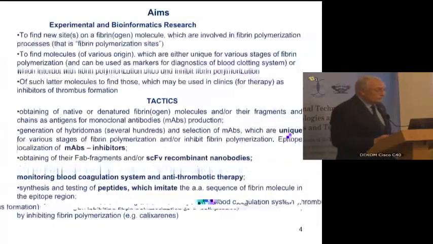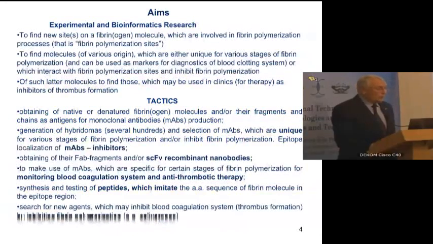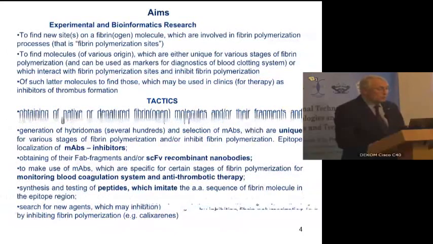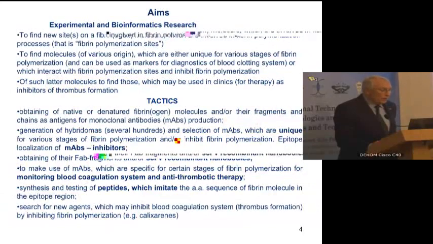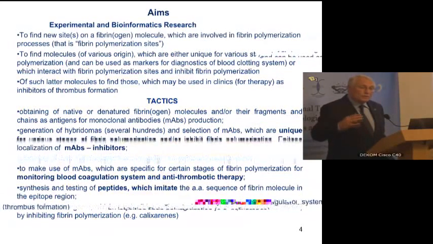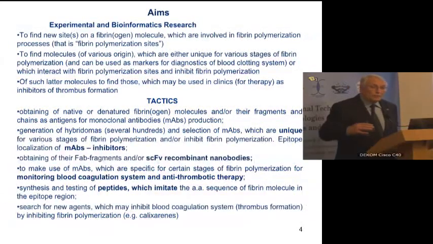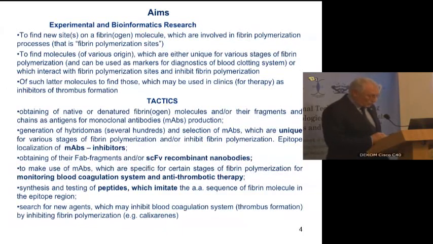What was our aim and what was our experimental bioinformatics research? So we had to find new sites on a fibrinogen or fibrin molecule which are involved in the fibrin polymerization process, the so-called fibrin polymerization sites. Then to find molecules of various origin which are unique for a specific stage of this polymerization and which may inhibit this process. Of such latter molecules which inhibit polymerization, to find those which may be used in clinics for therapy as inhibitors of thrombus formation.